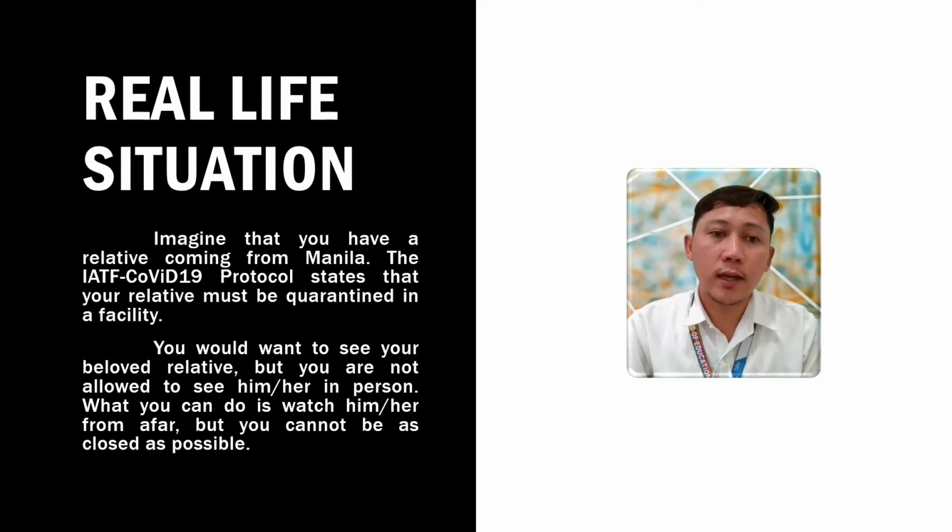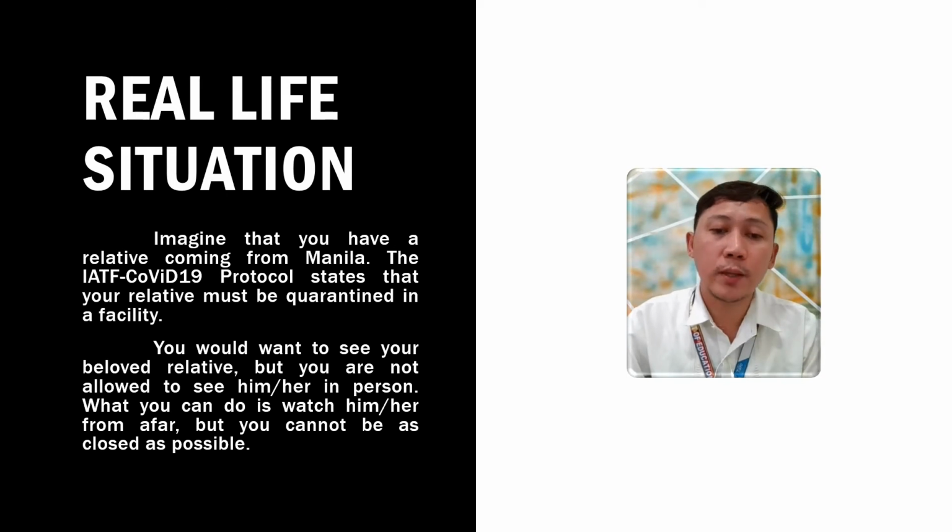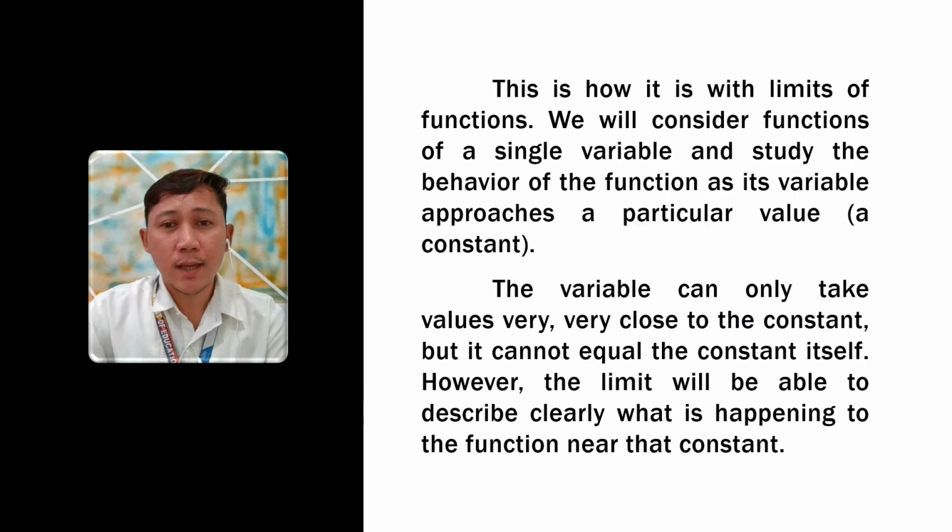So let's have a real-life situation of how limits look like. Imagine that you have a relative coming from Manila. The IATF COVID-19 protocol states that your relative must be quarantined in a facility. So you would want to see your beloved relative, but you are not allowed to see him or her in person. So what you can do is watch him or her from afar, but you cannot be as close as possible. So this is how it is with limits of functions.